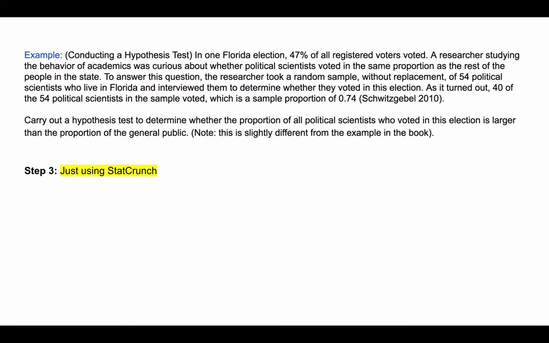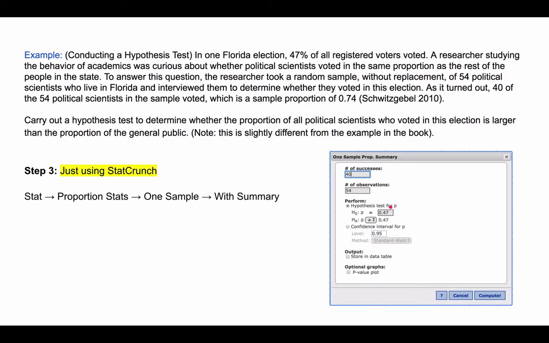Now, if you want to do this just using StatCrunch, if you find that a little bit easier, here's what you would do. You would go Stat, Proportion Stats, One Sample with Summary. Then a box that looks like this is going to pop up, and you have to fill in number of successes and number of observations. Successes is how many people have the quality of interest you're looking at, in this case how many people voted. And number of observations is your n value, or how many people you interviewed.